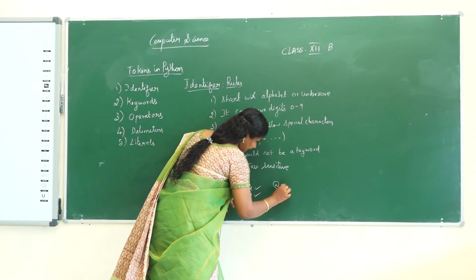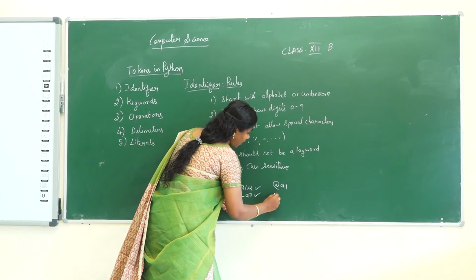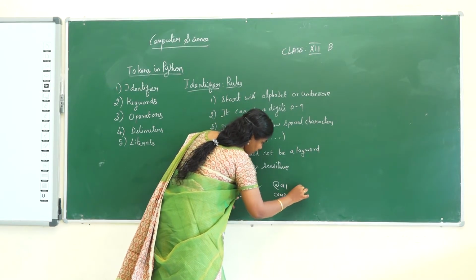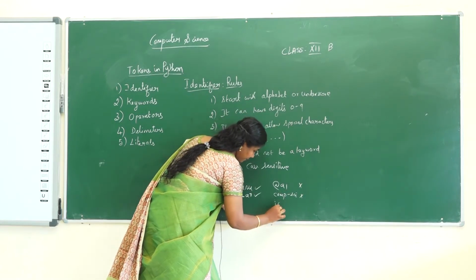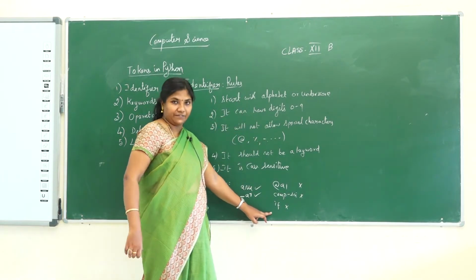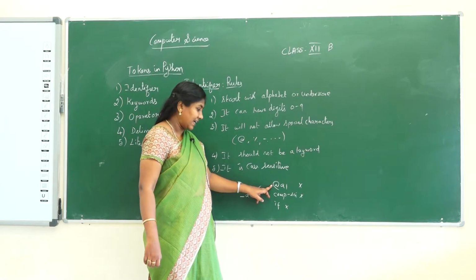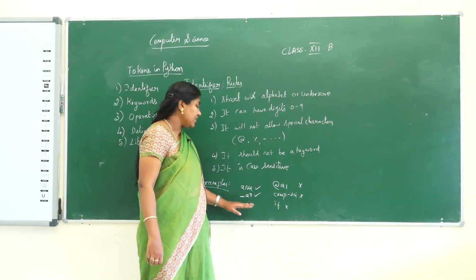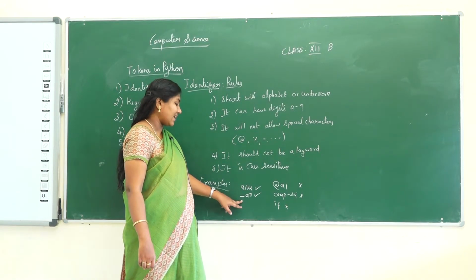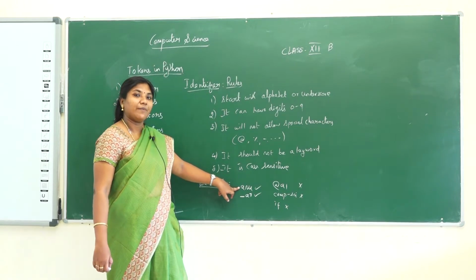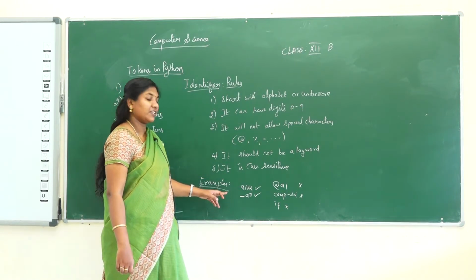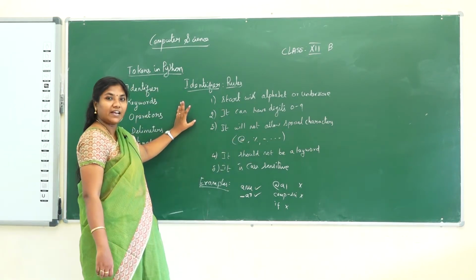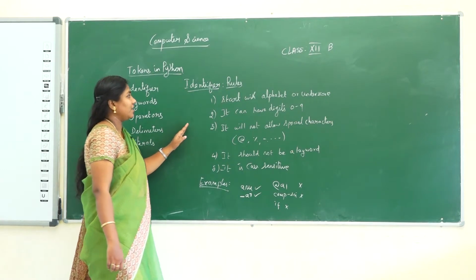Now let us give some examples for invalid ones. @A1 is not a valid one, or computer-science is also not valid, and if is also not valid, because if is a keyword. The first one starts with a special character, and in the second I am using a special character, hyphen. So these are all not valid identifiers. The valid identifiers must start with an underscore or an alphabet, must not be a keyword, and should not contain special characters. So these are the rules for framing an identifier. I think you now know very well about identifiers.